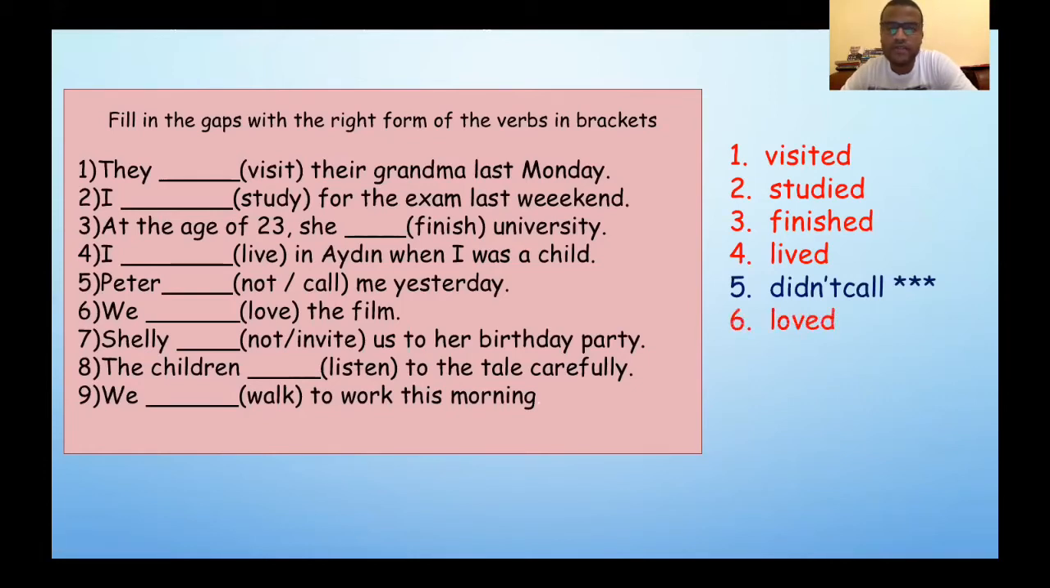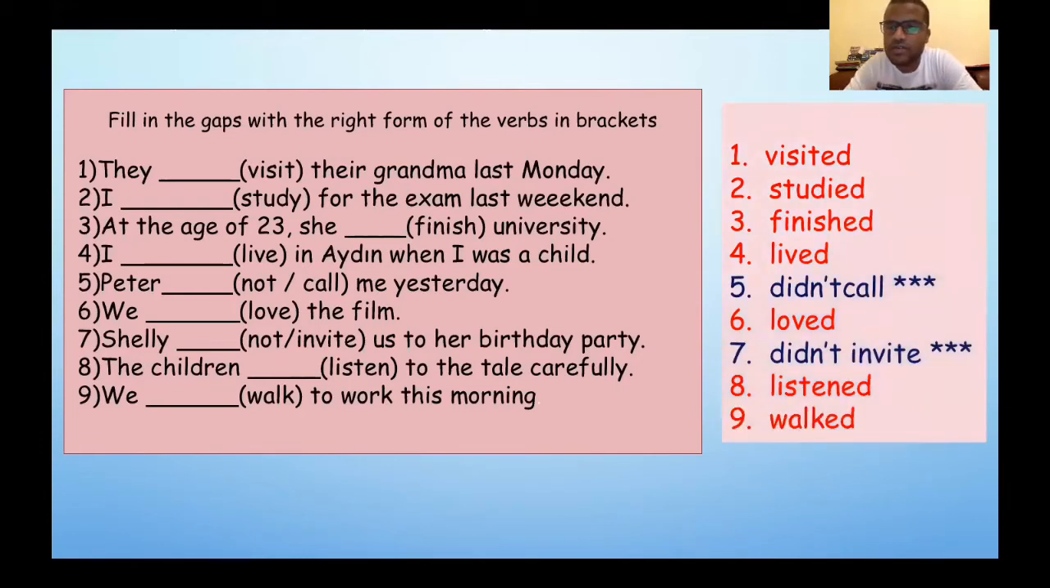We love the film. And we have also: Shirley did not invite us to her birthday party. So you can say Shirley didn't invite us. Then we have number 8: the children listened to the tale carefully. Number 9: we walked to work this morning. Okay, this is how we conjugate the regular verbs in the simple past.